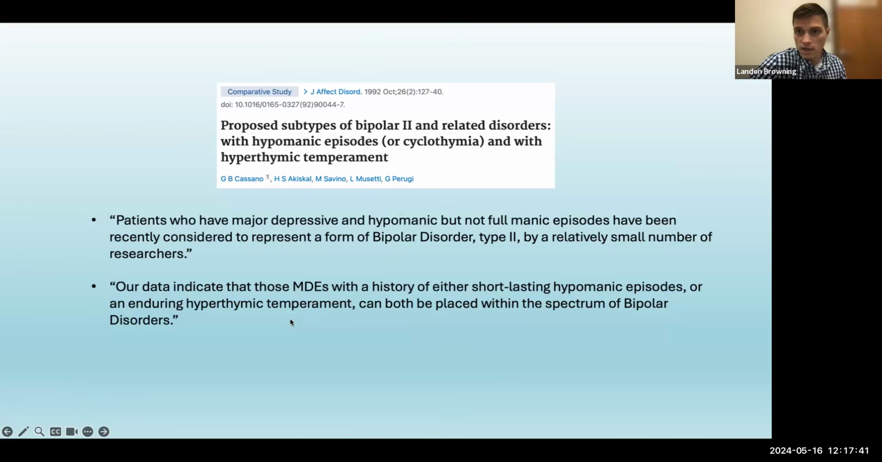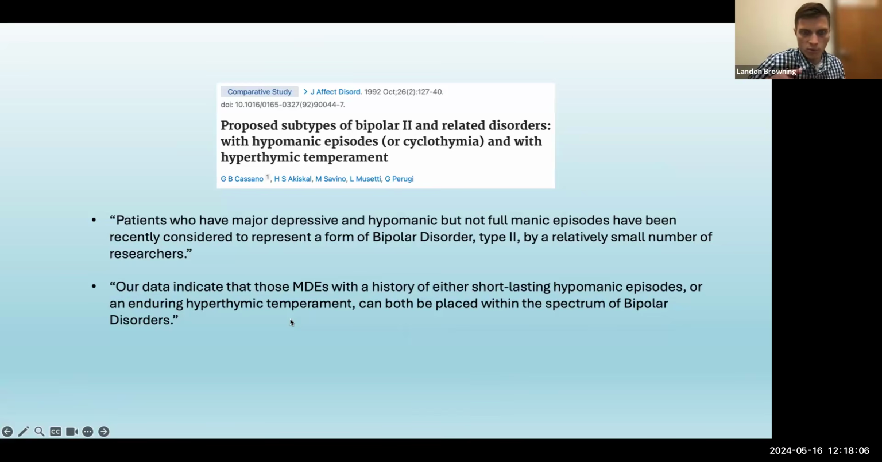He has a case series study of 687 primary depressives, uses his own criteria for different bipolar diagnoses to conclude the following. Patients who have major depressive and hypomanic but not full manic episodes have been recently considered to represent a form of bipolar disorder type 2 by a relatively small number of researchers. And the small number of researchers we'll kind of get into later.